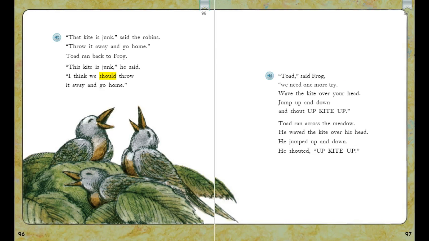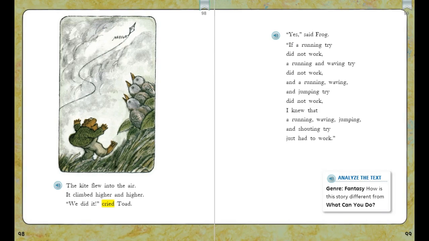Describe the robins. Do you think Toad should listen to the robins? Why or why not? Describe what you know about Frog from his words and actions. How do you know Frog and Toad's problem is solved?